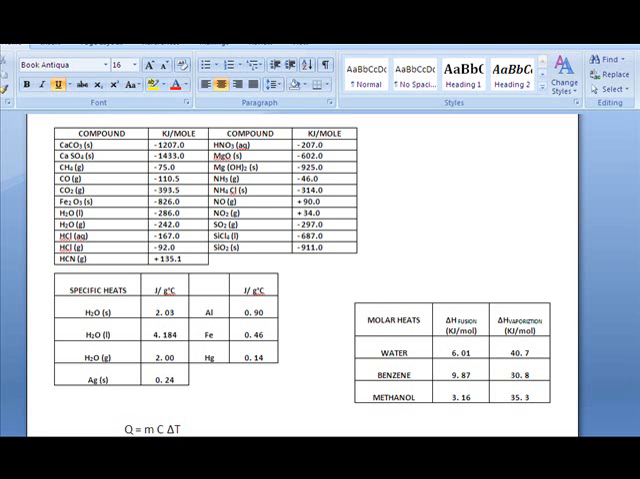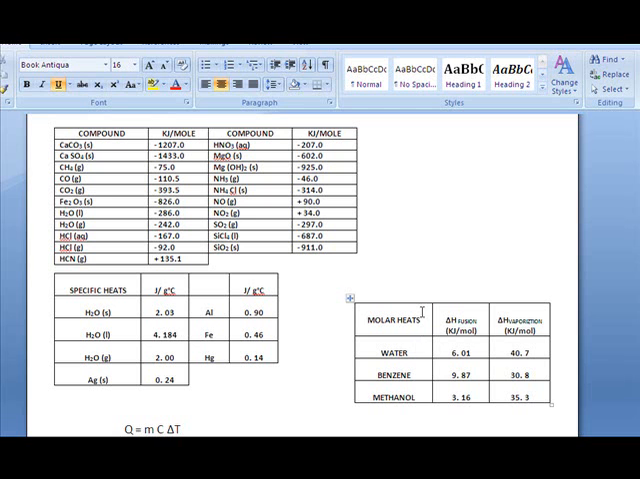So here's our first problem. How many kilojoules of energy are required to vaporize 135 grams of benzene, C6H6? The heat of vaporization for benzene is 30.8 kilojoules. Now, where do we get this value? The answer is it comes from a table.